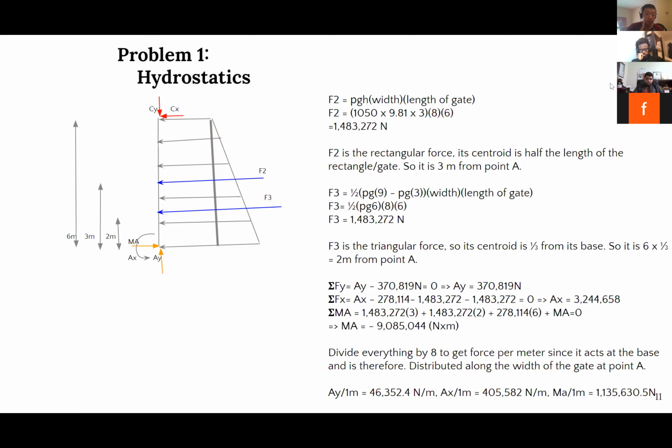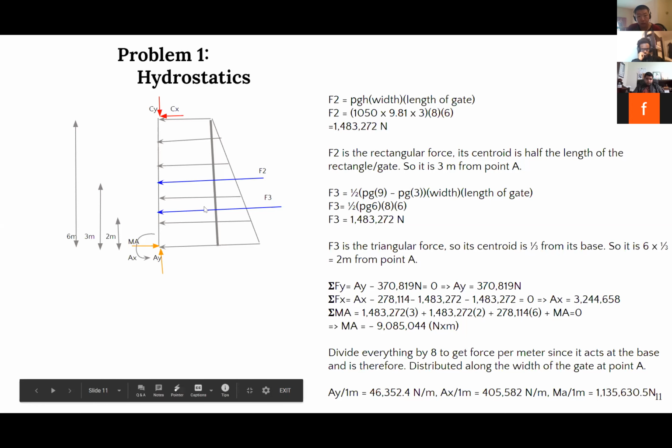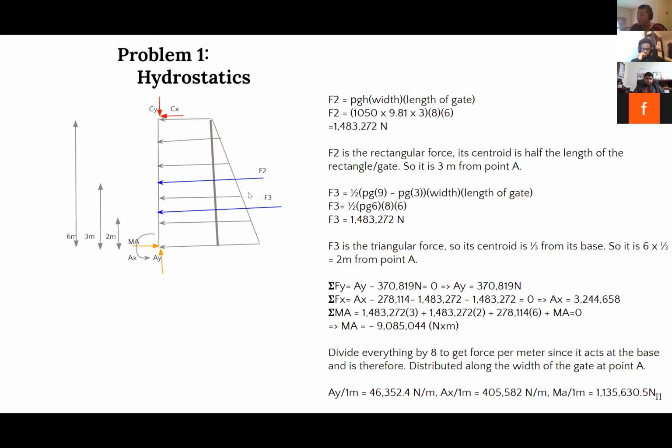3,244,658 newtons. And finally, for the moment at A, because it is a fixed reaction, we take the moment at A and use all of the forces that are not along the line. So we would disregard CY and only incorporate F3, F2, and CX. The moment at A is equal to negative 985 million and 44 newton meters. Negative means it's in the opposite direction. I assumed it was counterclockwise based on that being positive, but this moment is clockwise.